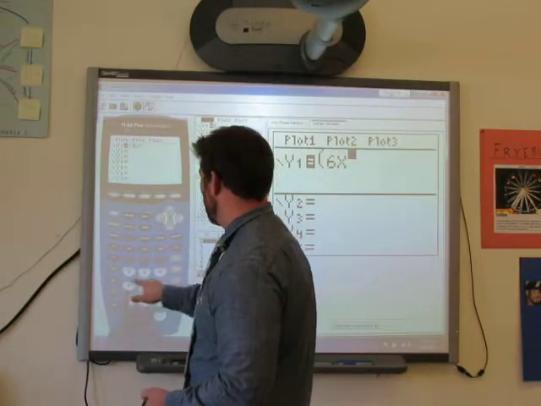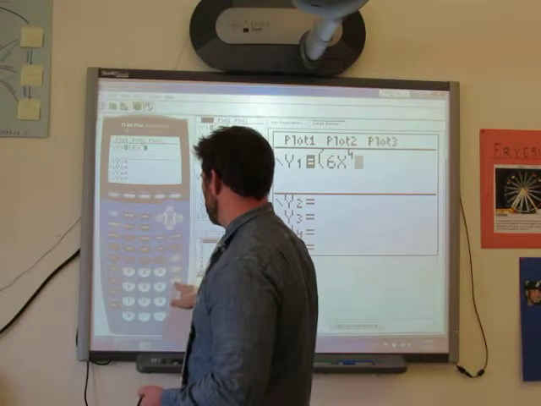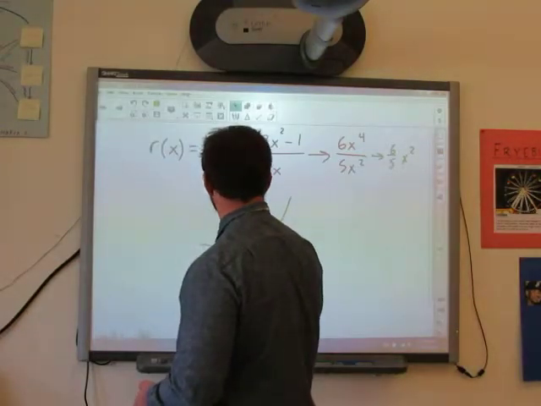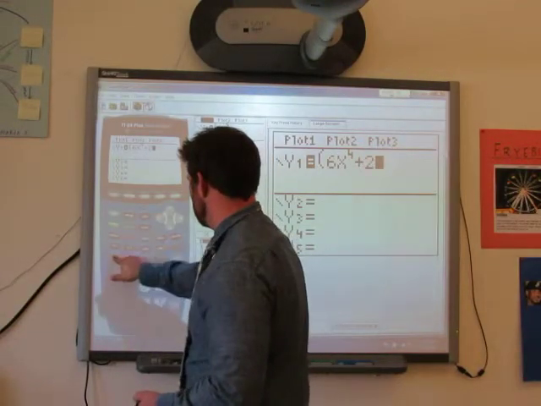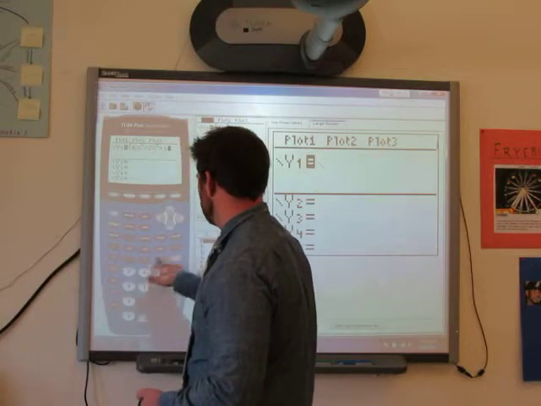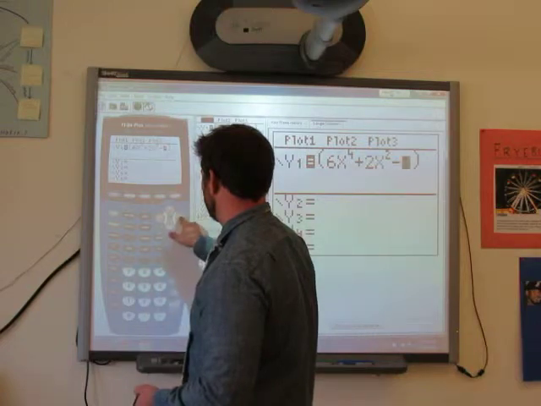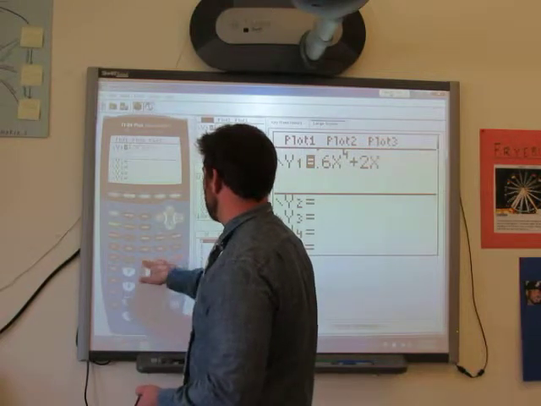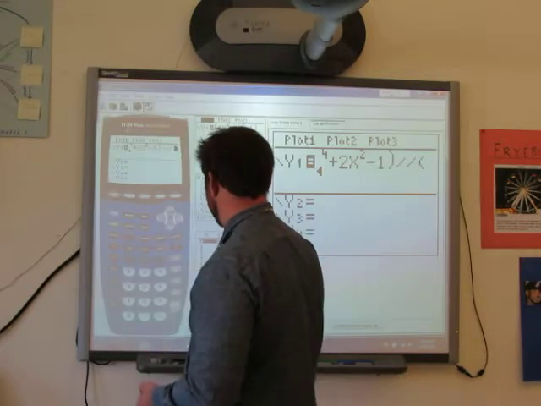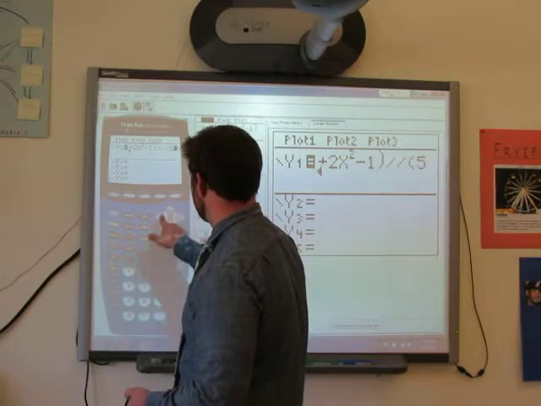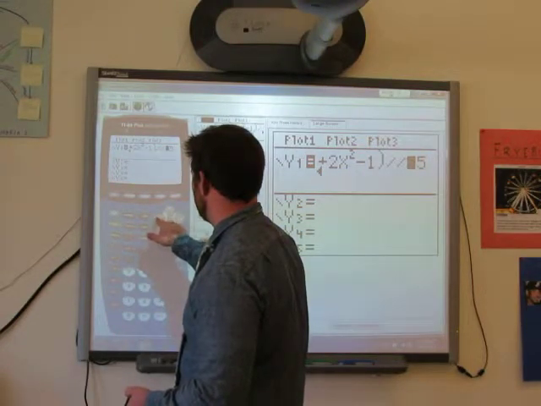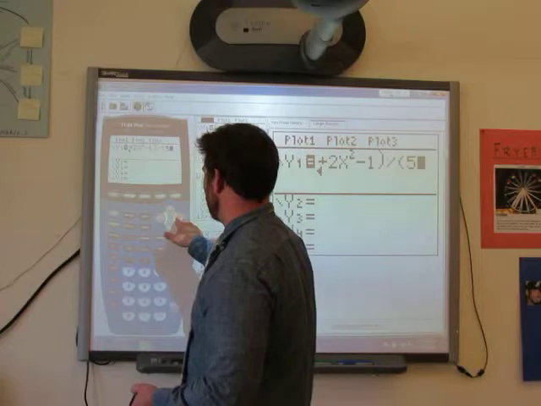6x to the 4th, divided by 5, plus 2x squared, minus 1. Doesn't really do much. Divided by 5x squared. Notice I have to group these. Oops, I double divided. Yeah, that would be bad.